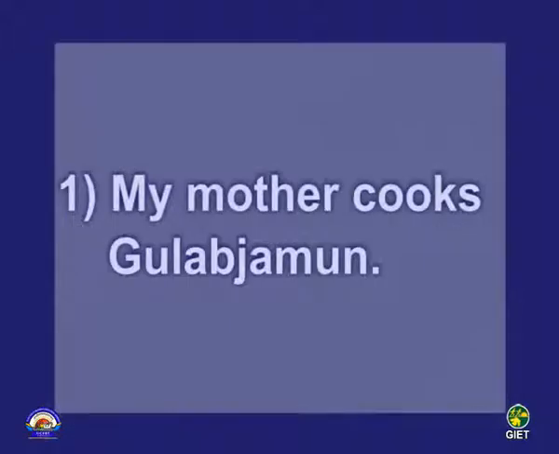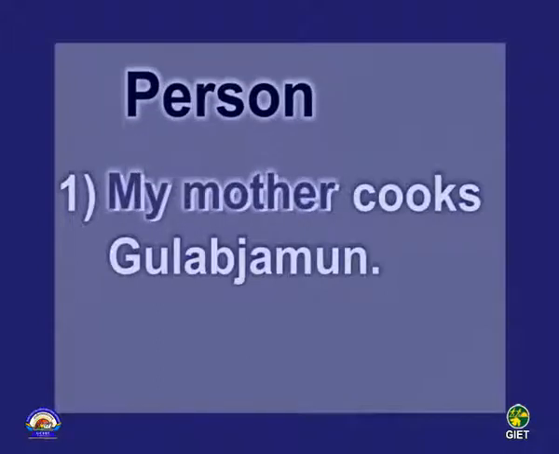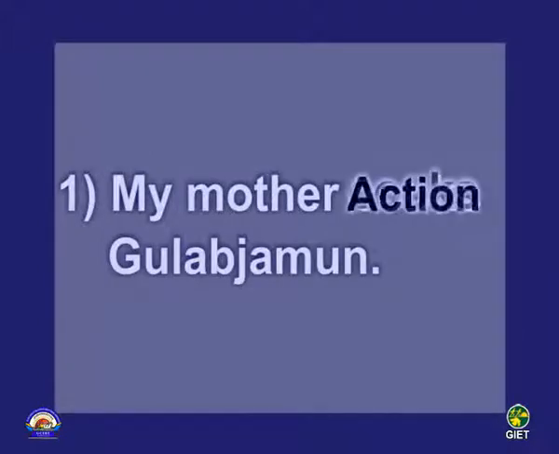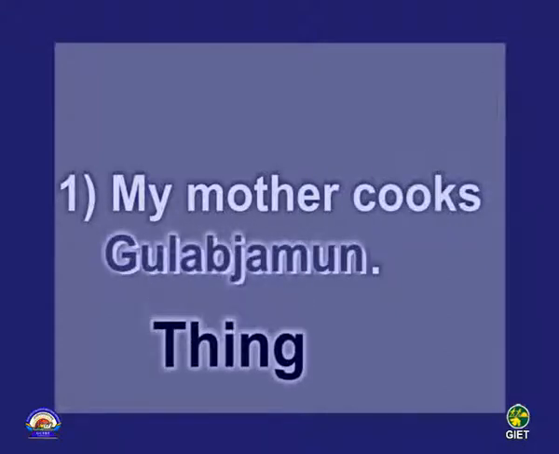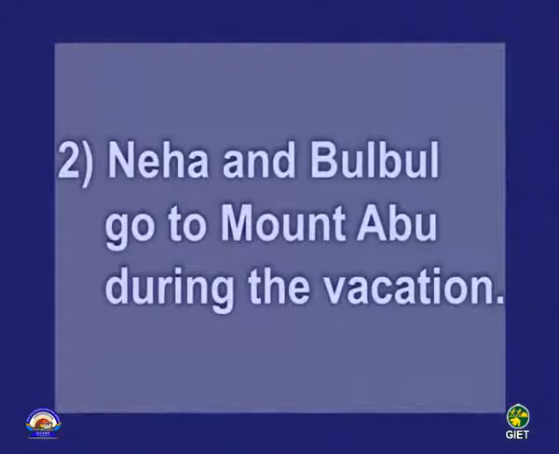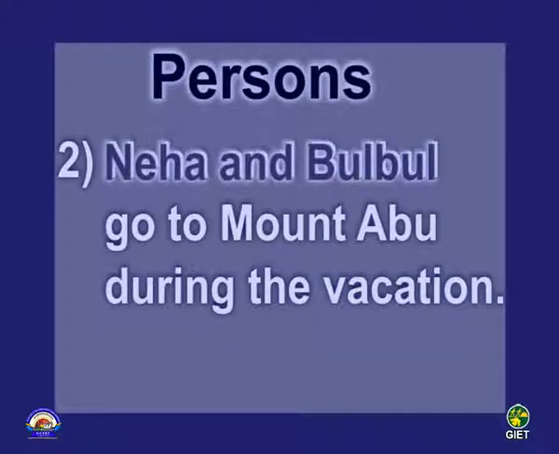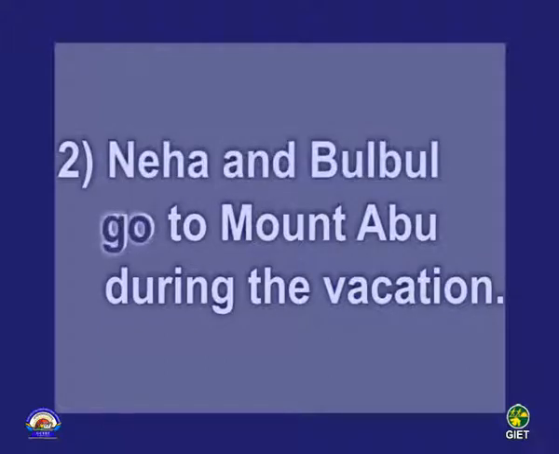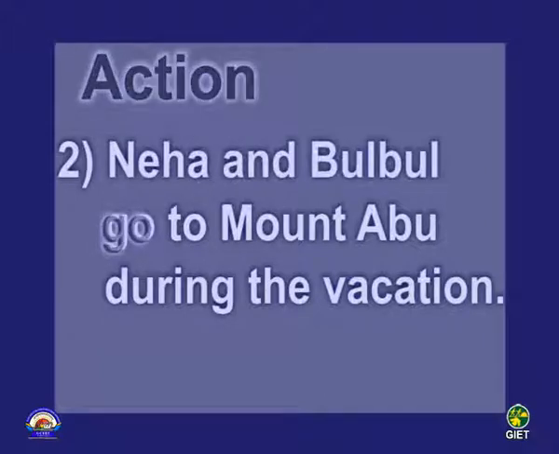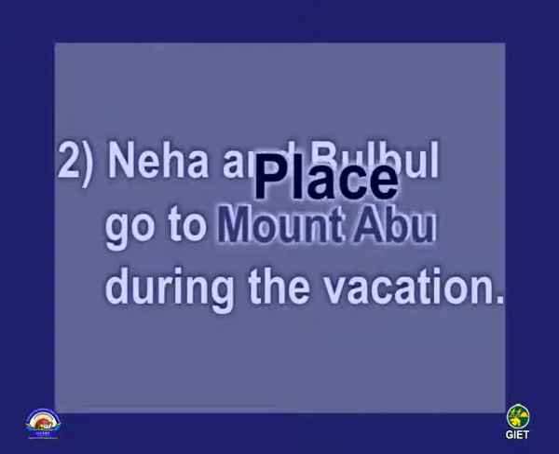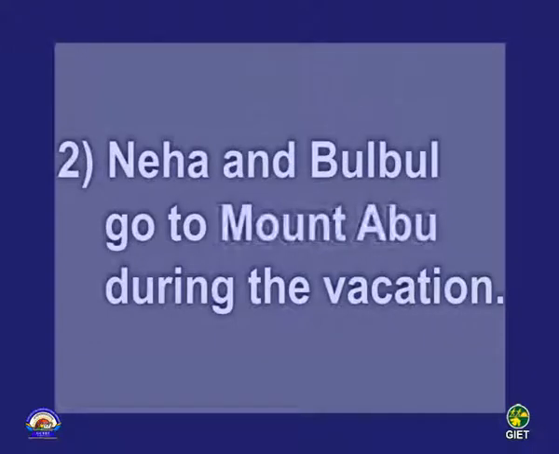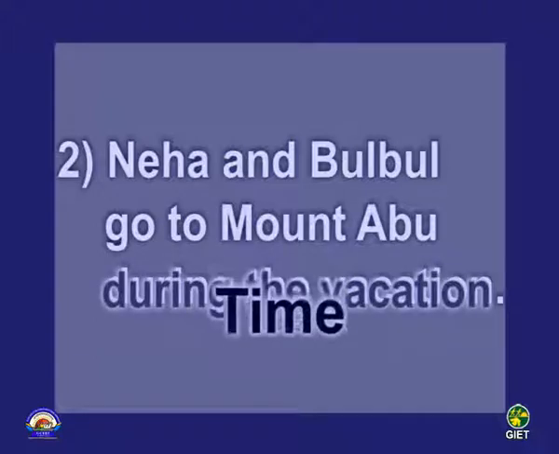Our first sentence is, my mother cooks gulab jamun. My mother is a person. Cooks, her action. And gulab jamun is thing. Our second sentence is, Neha and Bulbul go to Mount Abu during the vacation. Neha and Bulbul are persons. Go is their action. Mount Abu is place. During the vacation indicates time.